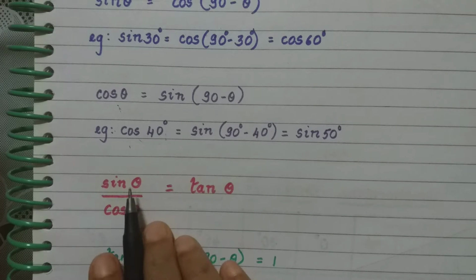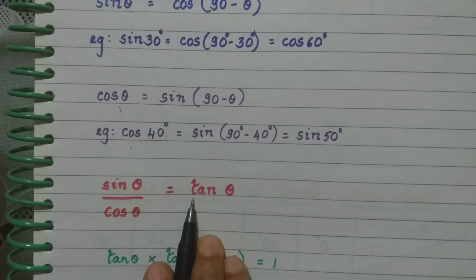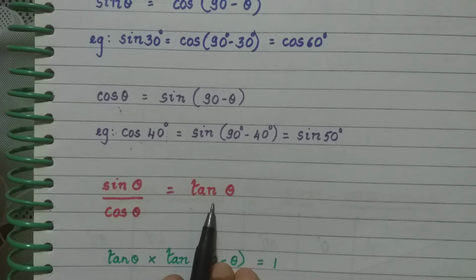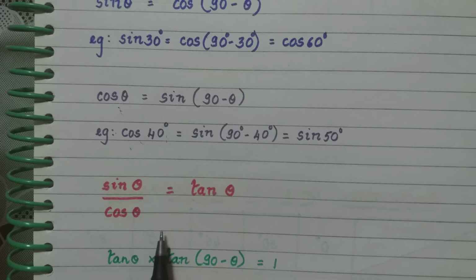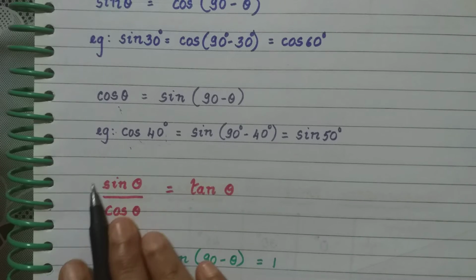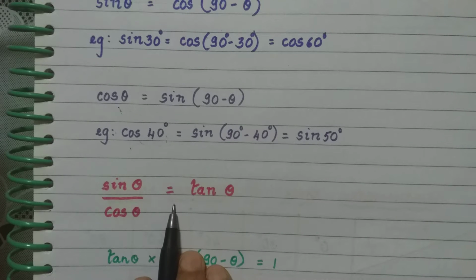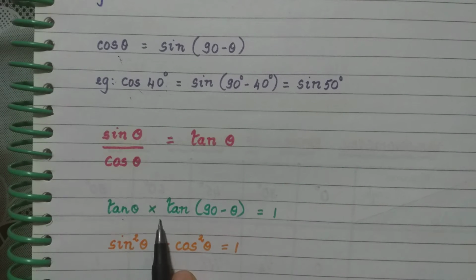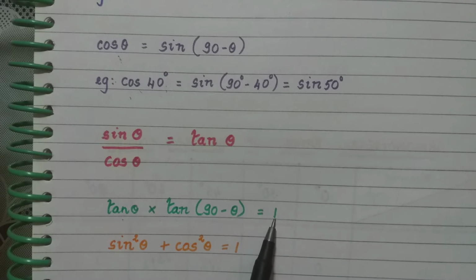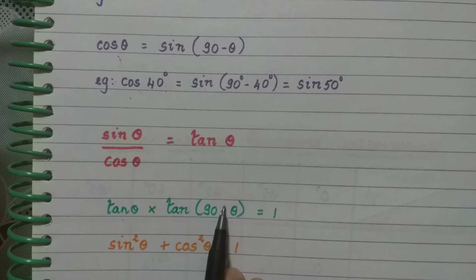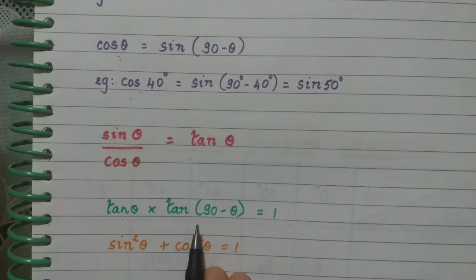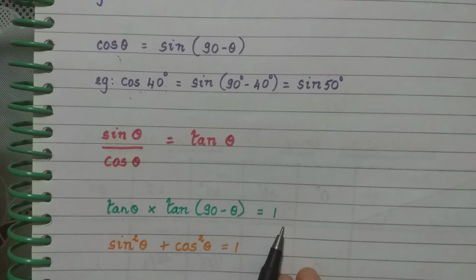Now also we know that sine theta upon cos theta is tan theta. We have seen earlier in practice set 8.1 when we had to divide the sine by the cos and we get tan. So we'll be using this formula also in the next exercise. Then one more: tan theta into tan (90 minus theta) is equal to 1. This formula is among the ones you have to remember: tan theta into tan (90 minus theta) equal to 1.